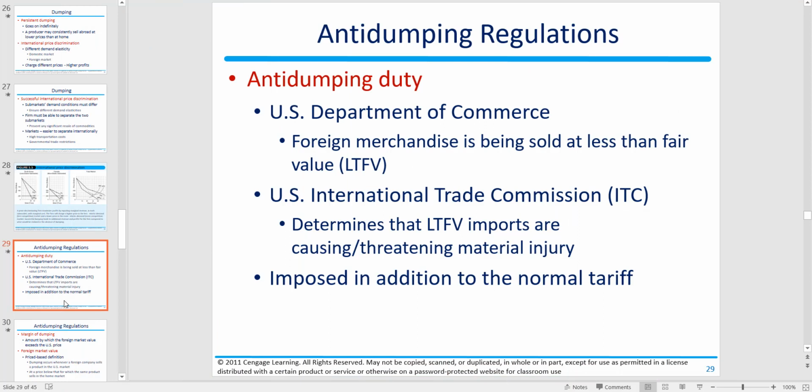Anti-dumping regulations. So the government can retaliate and impose a duty on those goods. Who does that? Well, the U.S. Department of Commerce, the U.S. International Trade Commission. They are the entities involved in assessing if there is dumping and how much injury that dumping is causing in order to determine what should be the amount of the duty.